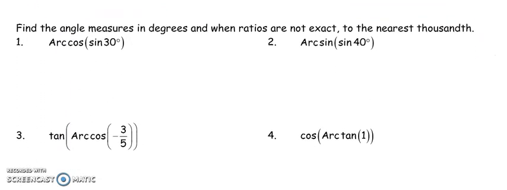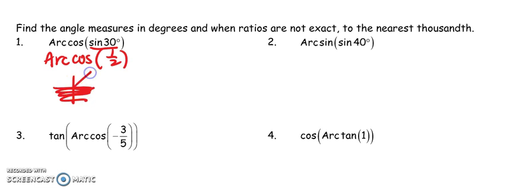So let's do some of these. This is find the angle measures in degrees and when ratios are not exact to the nearest thousandth. Okay, so first, what is the sine of 30? So the sine of 30 degrees, let's think about that. That would be 1 over 2. So we have this. Now the capital A means principal value, and they want to know when is cosine 1/2. Well, that happens here, and degrees it says, so we're going to use degrees, and that's at 60 degrees. So 60 degrees is the full answer to this.